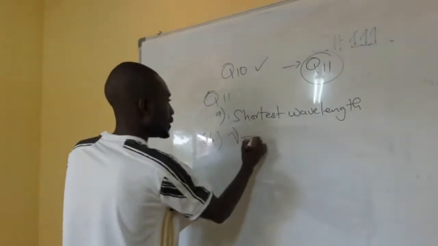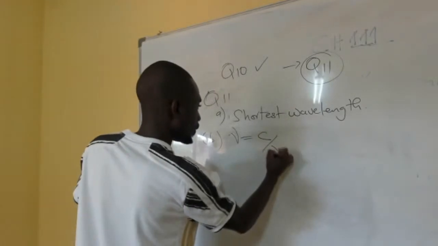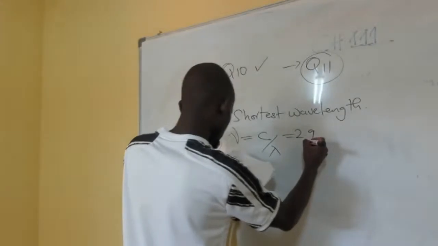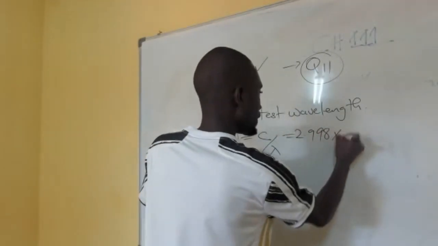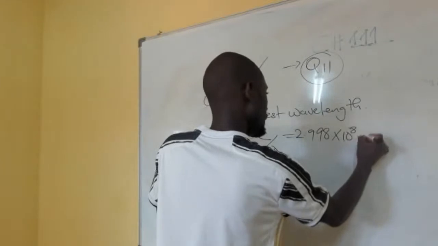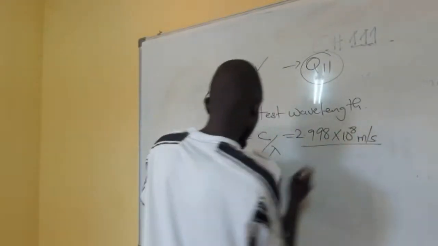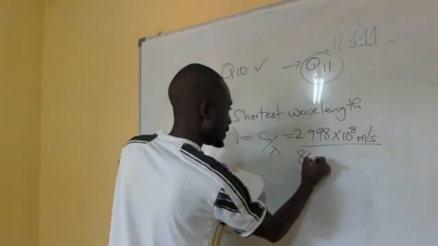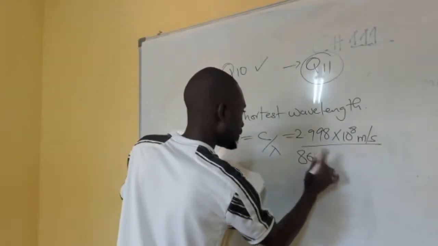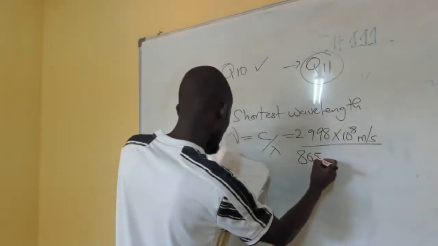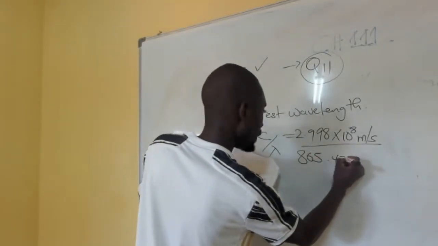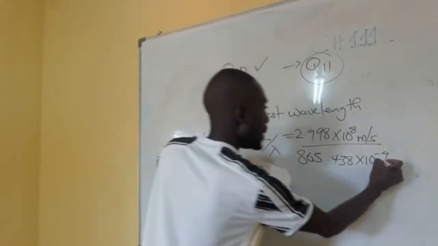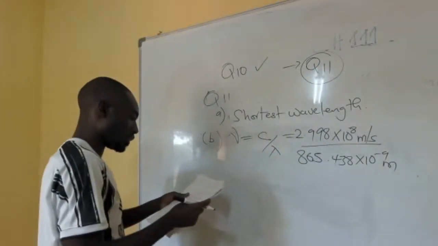with the frequency, then you have the wavelength, okay? So you're going to calculate, you're going to say 2.998 times 10 to the power 8 meters per second over the one which has got less, which was 865.438 times 10 to the power negative 9 m. Okay, so you have got that one.